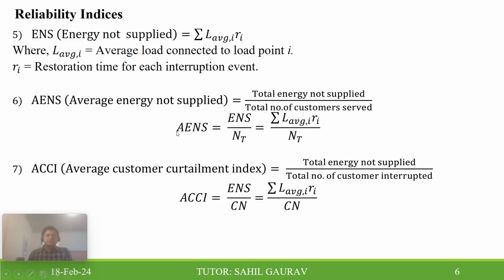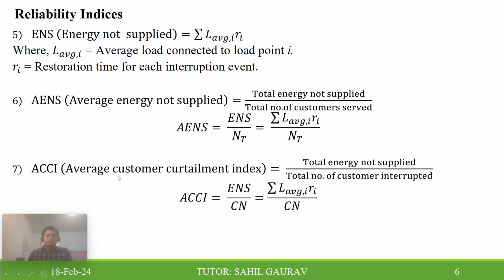And the next reliability parameter we have is energy not supplied, that is summation of L average i into Ri, where L average i is the average load connected to load point i, and Ri is the restoration time for each interruption event. And then for average energy not supplied, we have to take the average of energy not supplied. So we have to divide it by the total number of customers served. So whatever the energy not supplied over the total number of customers served, that will give you average energy not supplied.